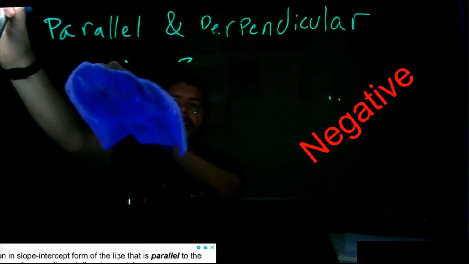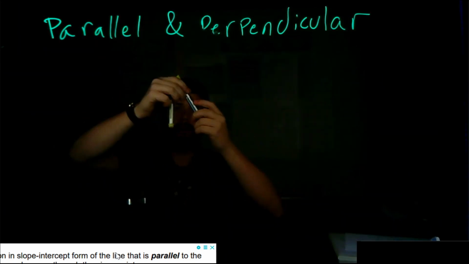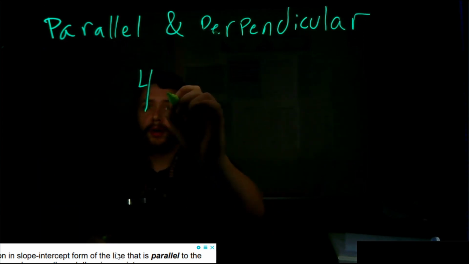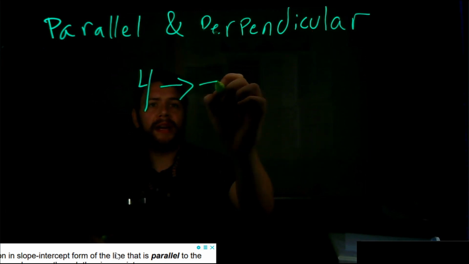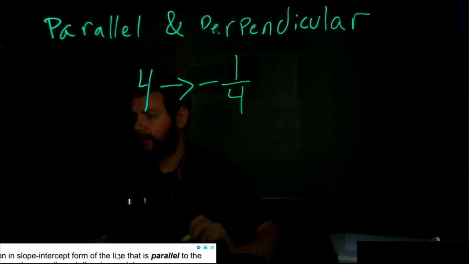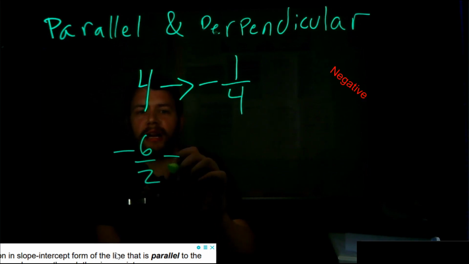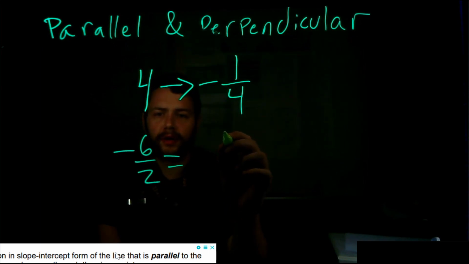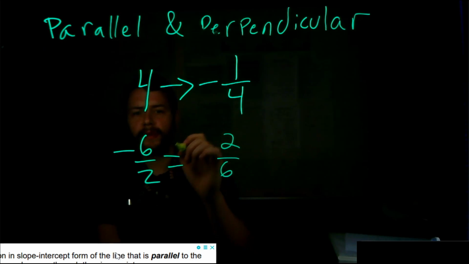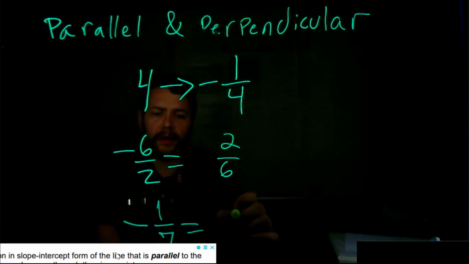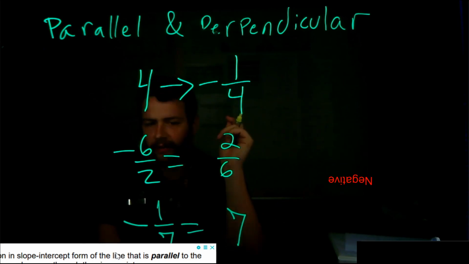Let's just do the negative reciprocal of a whole bunch of numbers. I'll take the number 4, and the negative reciprocal would be negative 1 over 4. If we take negative 6 over 2, the negative reciprocal would be positive 2 over 6. And if we take the number negative 1 over 7, it will become just positive 7. These are the negative reciprocals.